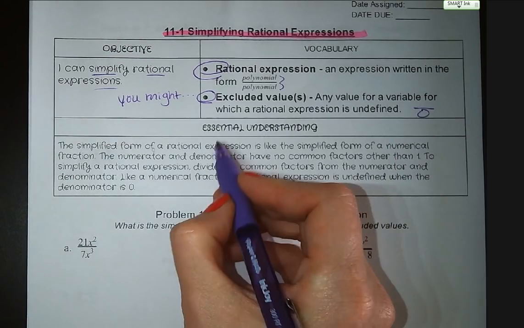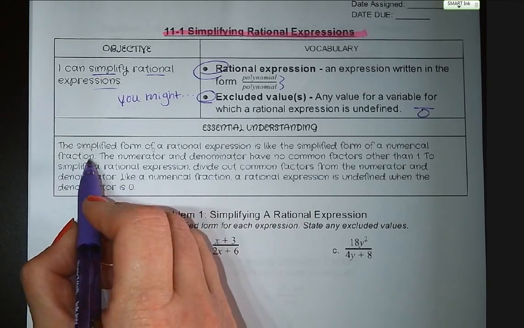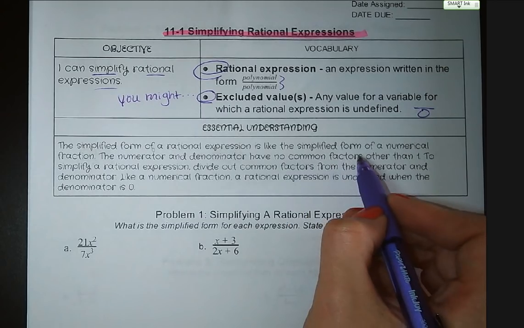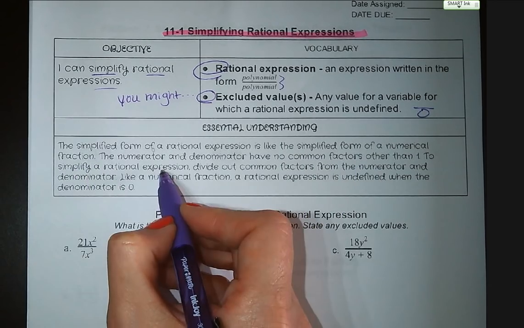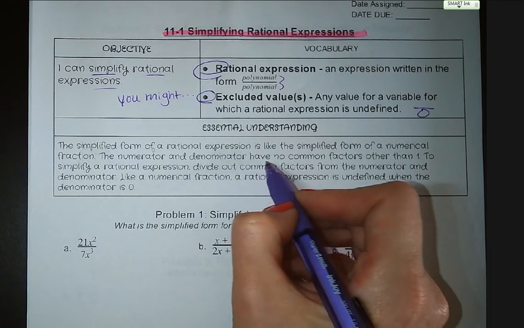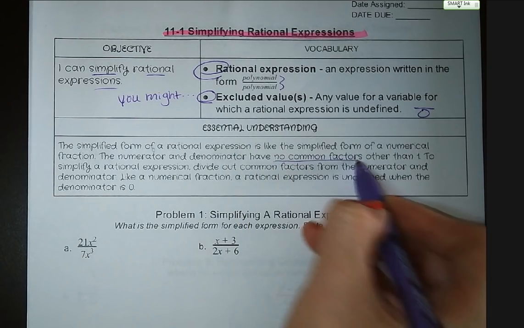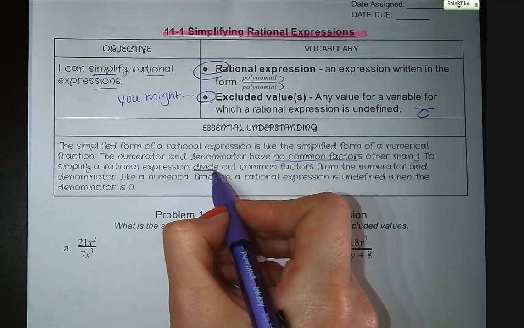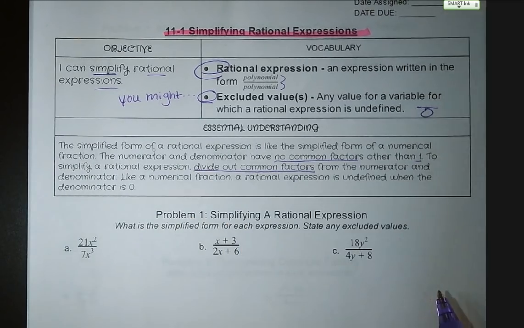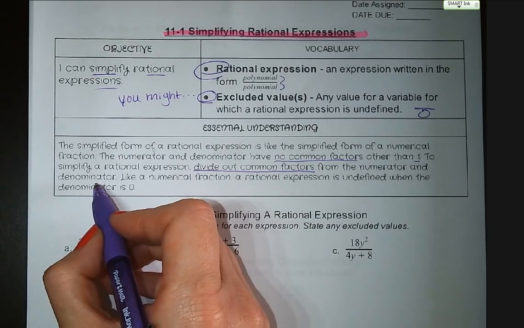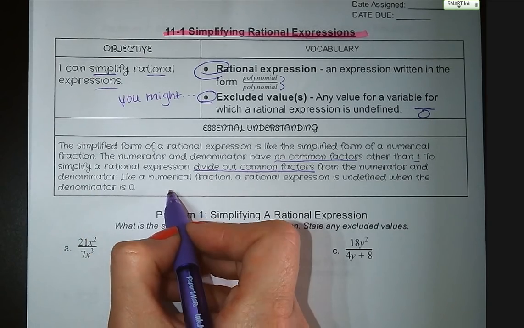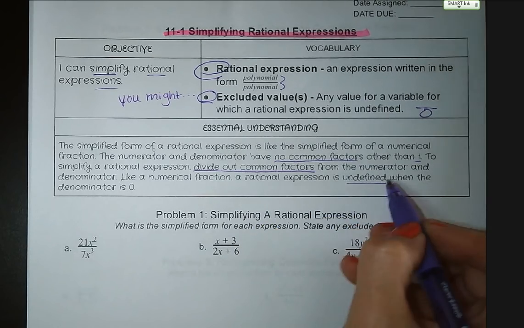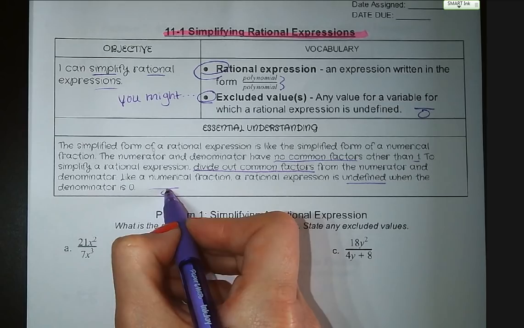Our essential understanding. The simplified form of a rational expression is like the simplified form of a numerical fraction. The numerator and denominator have no common factors other than 1. To simplify a rational expression, divide out common factors from the numerator and the denominator. Like a numerical fraction, a rational expression is undefined when the denominator is 0.